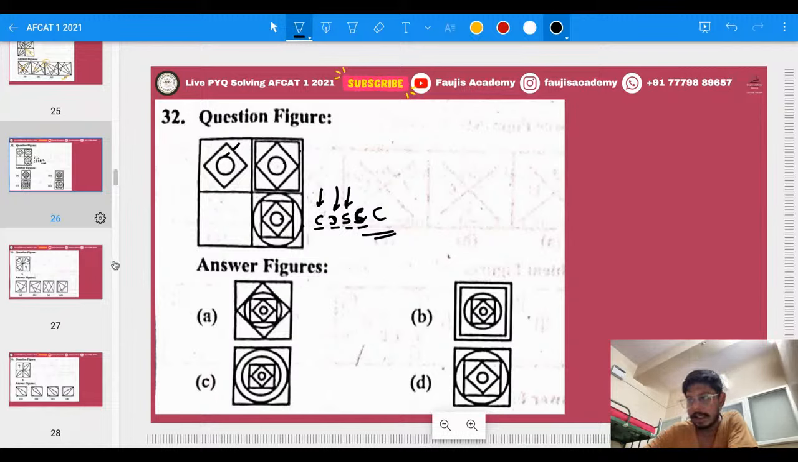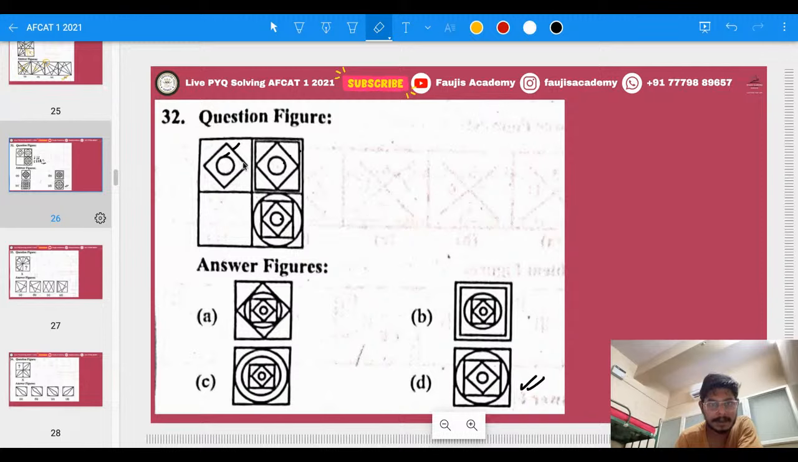32D. The answer key they have given is D. But then we need to understand one particular thing over here. Yes, absolutely. 32D. We have to look at it from top to down.